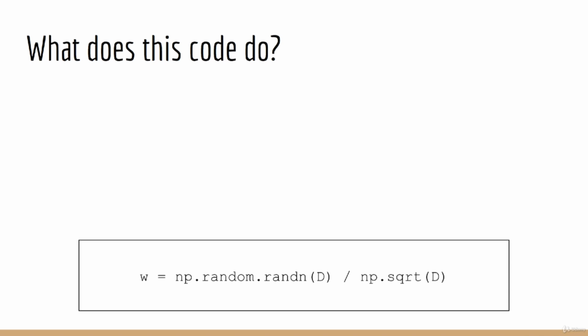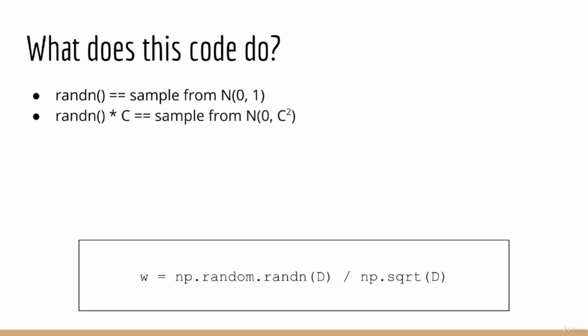Let's start with looking at this initialization code. What does this do? Well, we know that the randn function draws samples from the standard normal, and that's usually denoted as N(0,1). What happens if we multiply these samples by some number c? Well, you can show that if you multiply random samples from the standard normal by a number c, they will have mean 0 and standard deviation c. In other words, it's equivalent to sampling from the distribution N(0, c squared).